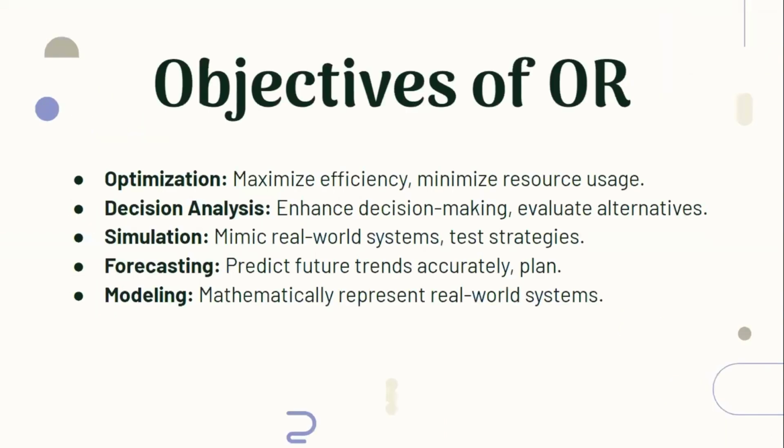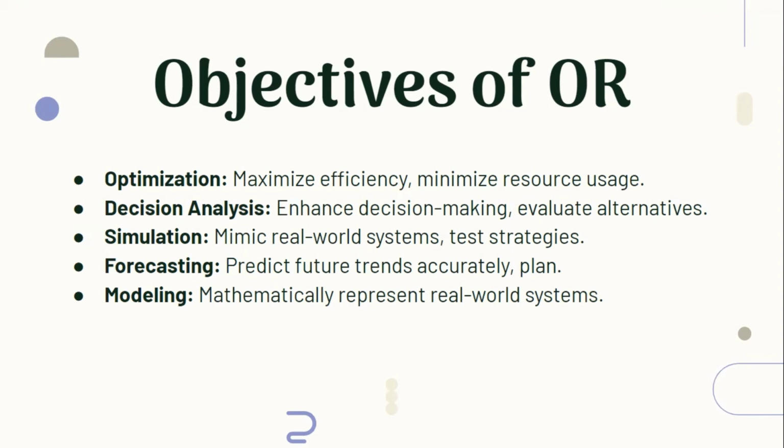These basically outline its primary aims and purposes. As I said before, operations research utilizes mathematical and analytical techniques to address challenges and to enhance decision making processes. So, here are the five objectives of OR: optimization, decision analysis, simulation, forecasting, and modeling. These are basically small summaries, and we will go into the details later.